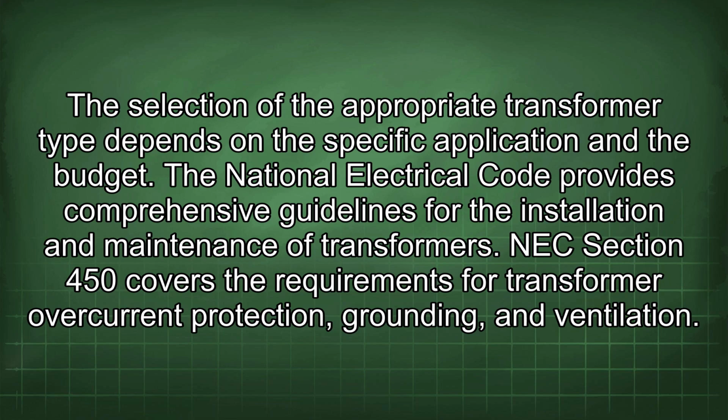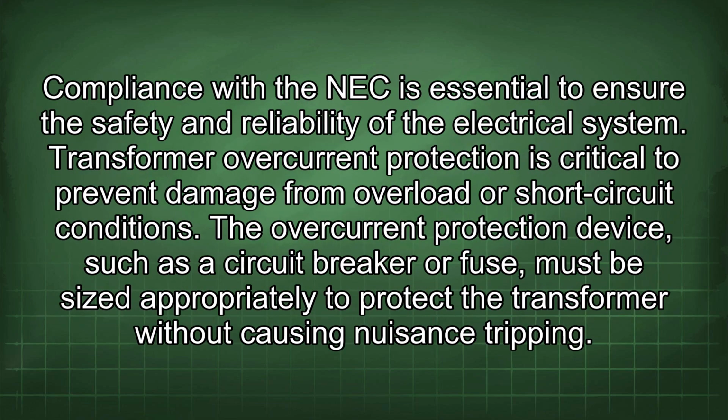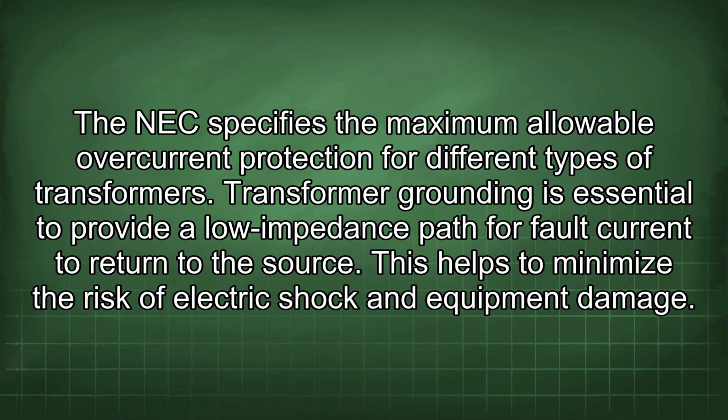The National Electrical Code provides comprehensive guidelines for the installation and maintenance of transformers. NEC Section 450 covers the requirements for transformer overcurrent protection, grounding, and ventilation. Compliance with the NEC is essential to ensure the safety and reliability of the electrical system. Transformer overcurrent protection is critical to prevent damage from overload or short-circuit conditions. The overcurrent protection device, such as a circuit breaker or fuse, must be sized appropriately to protect the transformer without causing nuisance tripping. The NEC specifies the maximum allowable overcurrent protection for different types of transformers.